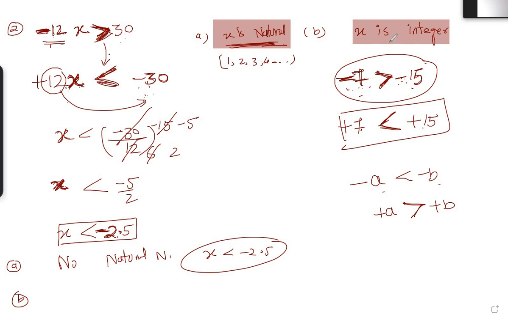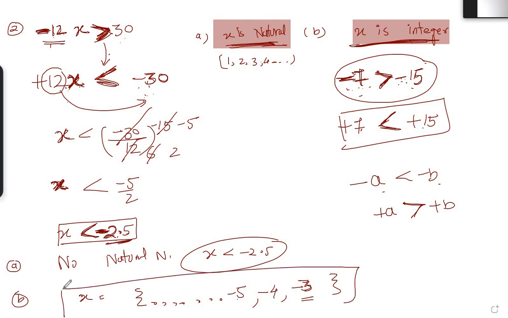Second part, they are saying x is integer. So we have to take all the integers which are less than minus 2.5. So what will be that? The first number which is less than minus 2.5 is minus 3. Correct? Then less than minus 3 is minus 4. Then minus 5 and so on. Because it's hard to write all of them. So smaller than this, minus 3 is the first number, and then minus 4, minus 5 and so on. So this is my answer B. Let's see the next one.